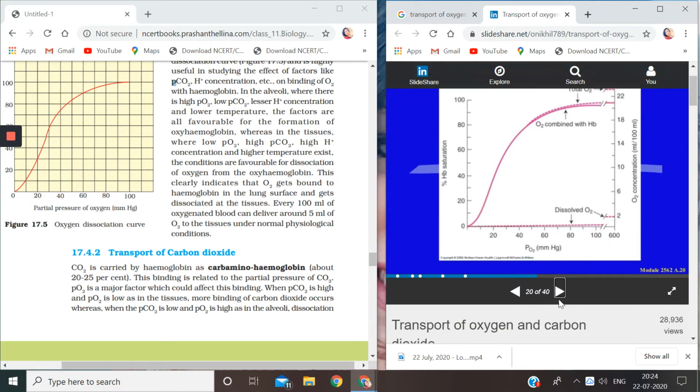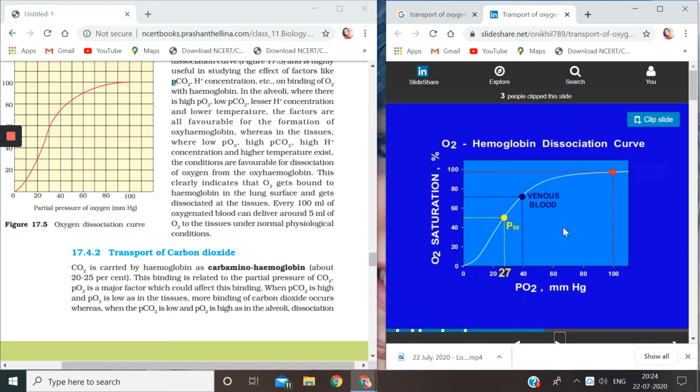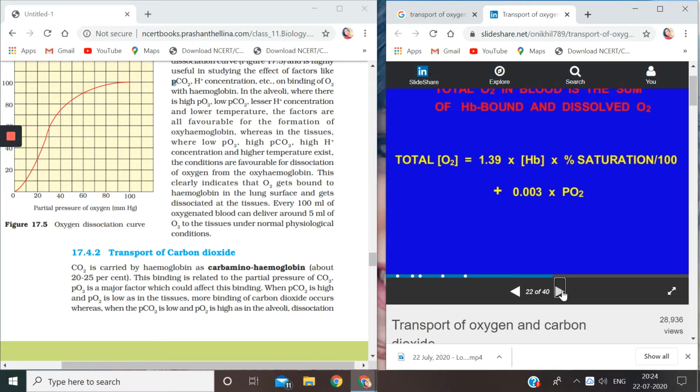This is again the oxygen dissociation curve, and they have discussed many things which are not to be done here.